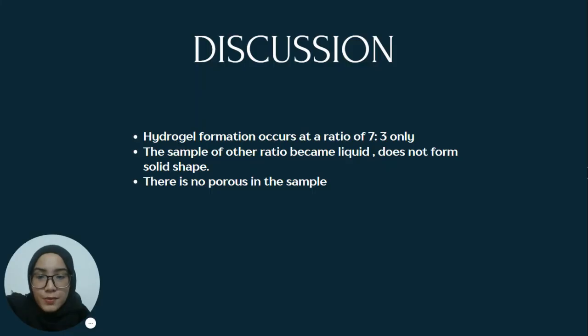The result of the experiment, hydrogel formation occurred at a ratio of 7 to 3 only. The samples of other ratios became liquid and did not form a solid shape. There are no pores in the sample.